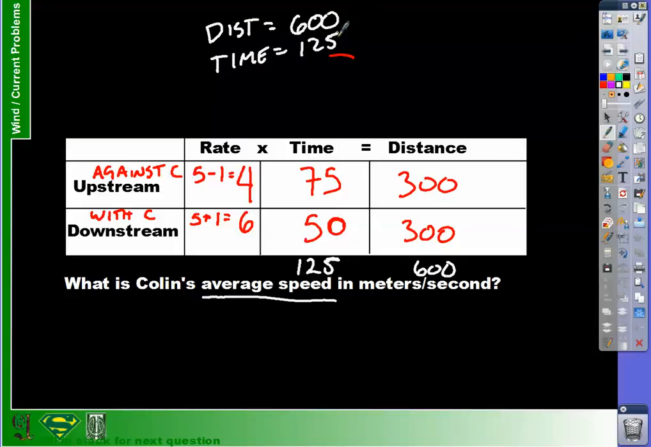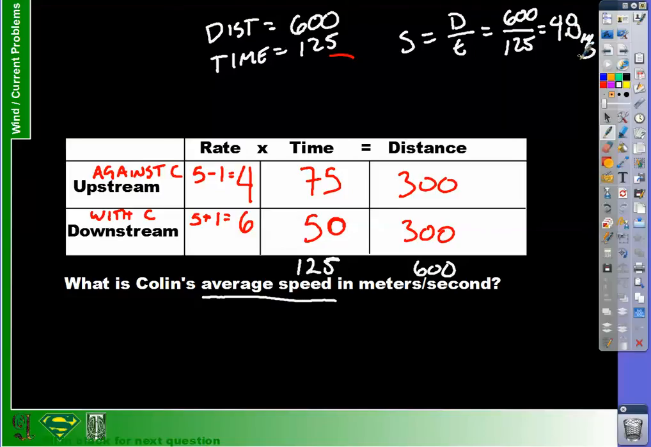Which means that his speed is going to be equal to his distance divided by his time, which is equal to 600 divided by 125, which is equal to 4.8 meters per second.